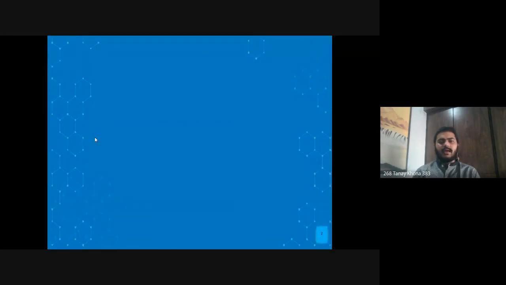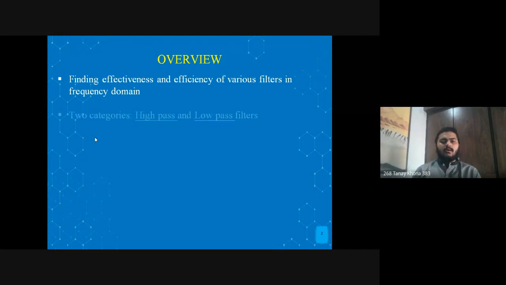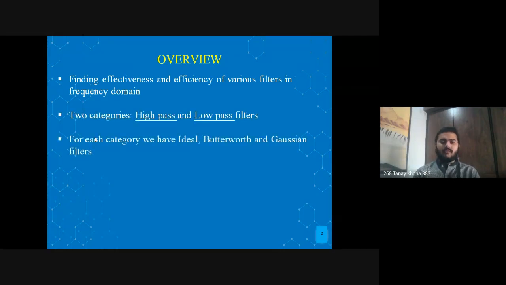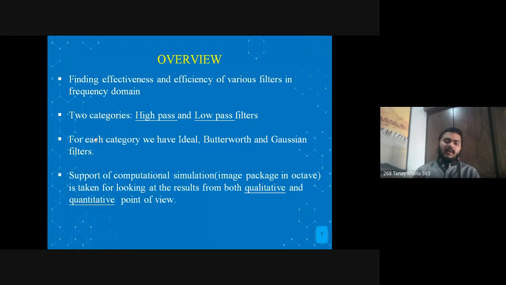First, I'll take you through the overview of this presentation. We are basically trying to find the effectiveness and efficiency of various types of filters under frequency domain. We have broadly divided this into two categories, that is high pass category and low pass category. And for each category, we are looking at ideal, Butterworth and Gaussian filters.